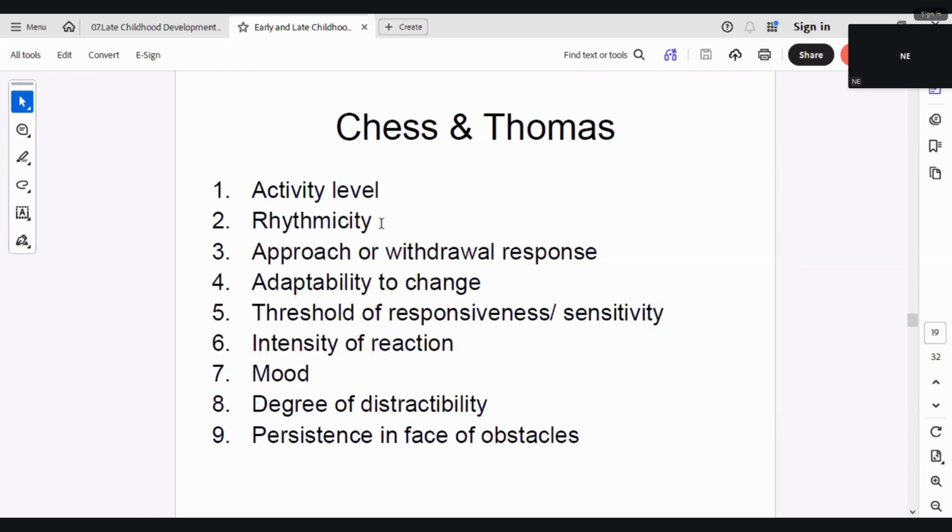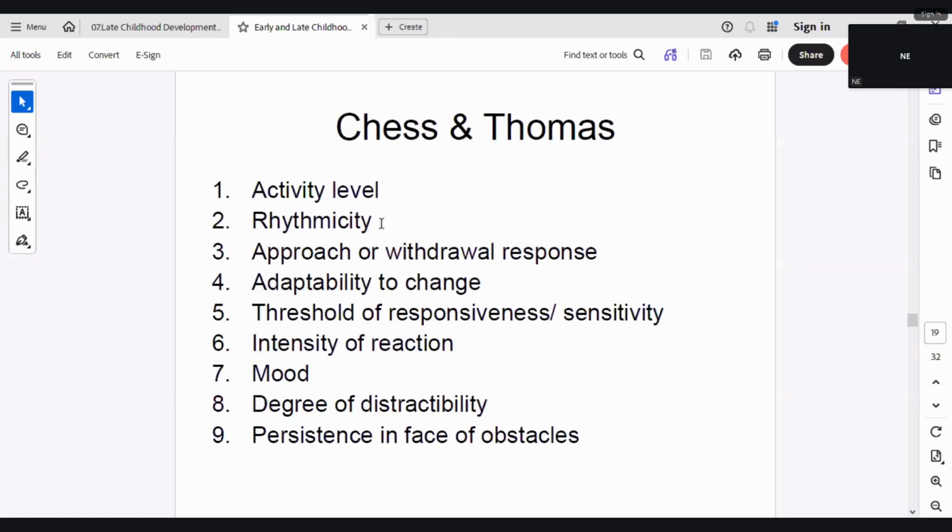Approach or withdrawal talks about exposure to new situations. In a new situation, does this child go out there and explore, or does this child freeze and sit next to their parent and is more withdrawn? The adaptability to change is being flexible. Some kids, if you put them wherever, they'll sleep. Some kids, if it's not in their bed, they won't sleep. They are not flexible, or some are extremely flexible. So how adaptable are they?